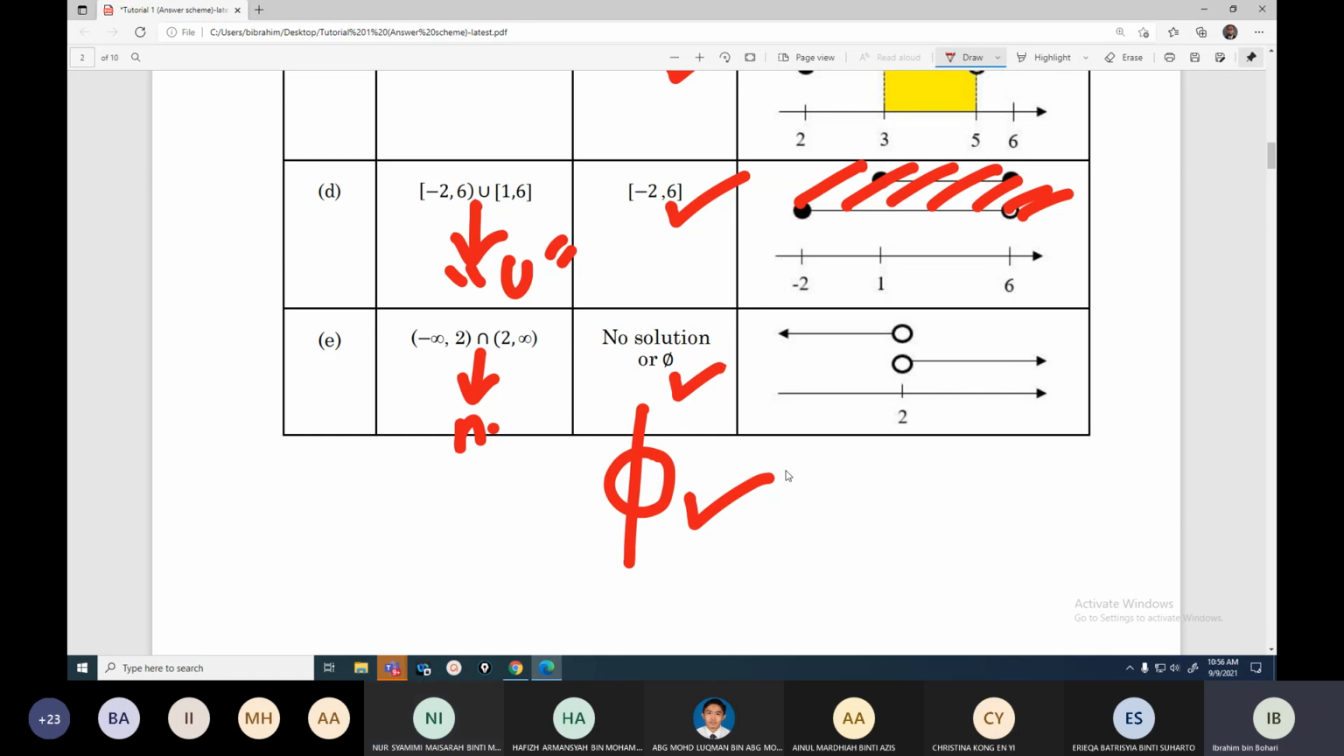Okay, good. Question E saja yang lain daripada lain. Question yang lain tu you pakai open bracket, close bracket or the semi-open bracket. Question E ni dia tak ada solution, so here you write down the null set. Dia tak ada jawapan sebenarnya. Ya, okay.